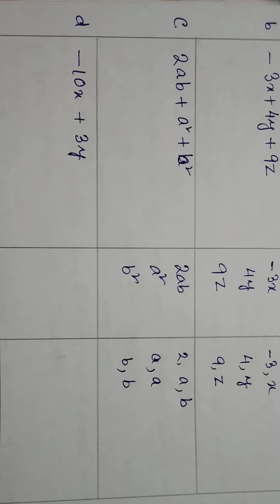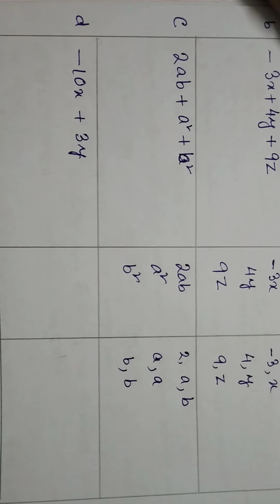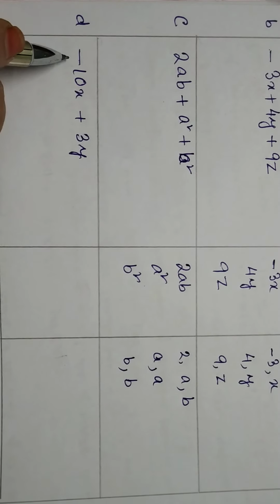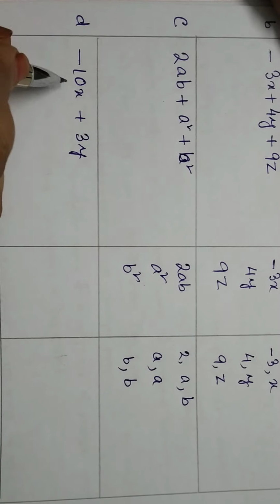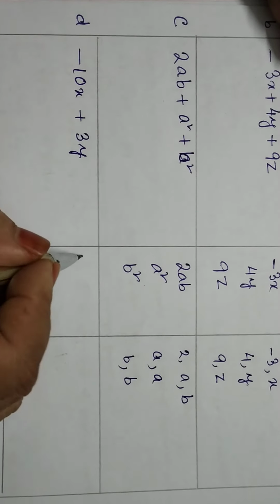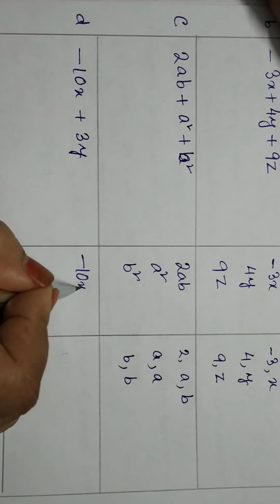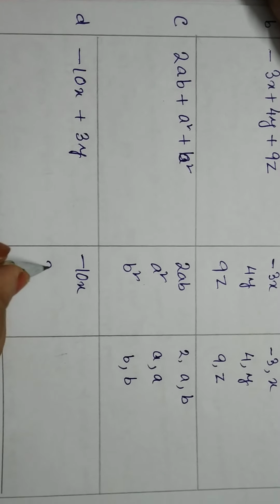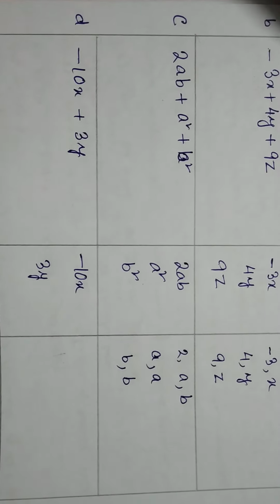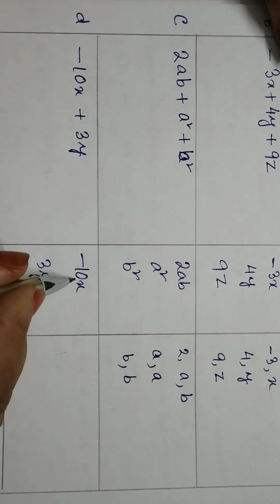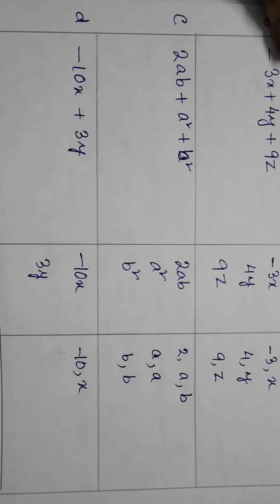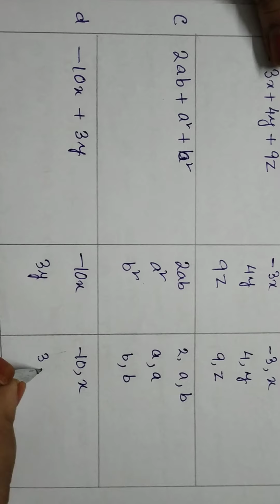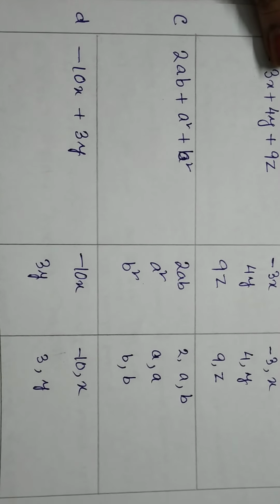Next, question number 2D. In 2D, the expression given is minus 10x plus 3y. That means how many terms are there? 2 terms. One term is minus 10x. Another term is 3y. Okay. Now in this term how many factors are there? One is minus 10, another is x. And in the 3y term, the factors are 3 and y.